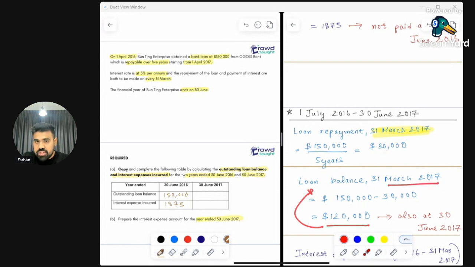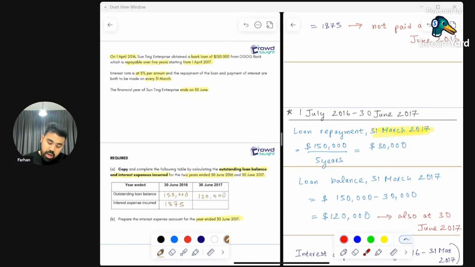March 2017. And this is also the same balance at 30 June 2017, because from 31st March 2017 until 30 June 2017, we have not made any further or more repayments, okay? So the loan amount left at 30 June 2017 is $120,000, which you can fill in the table, okay?